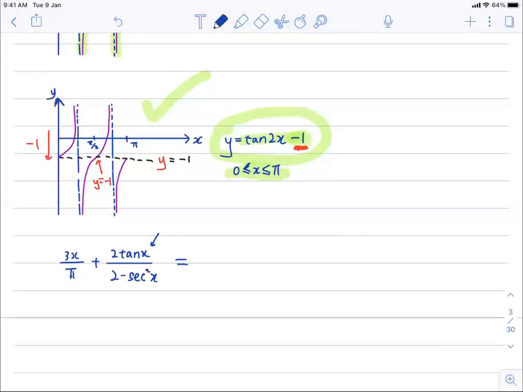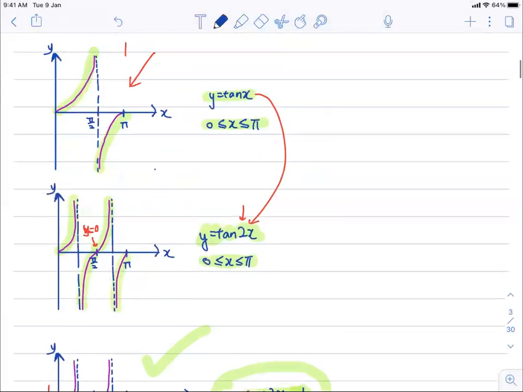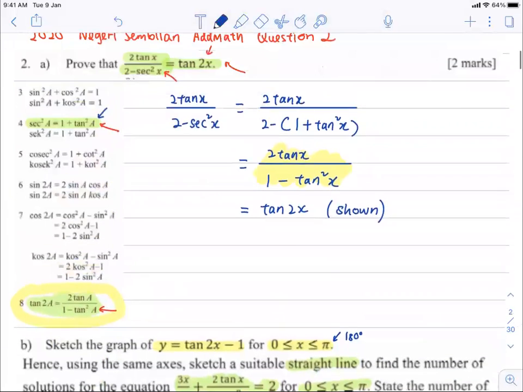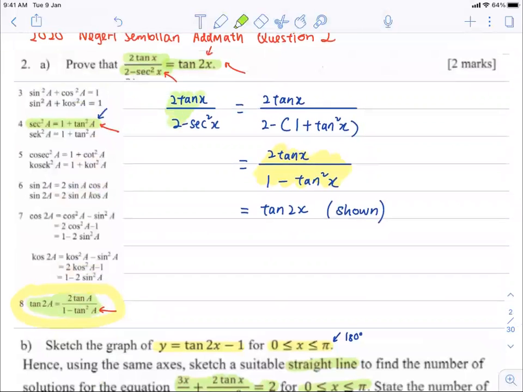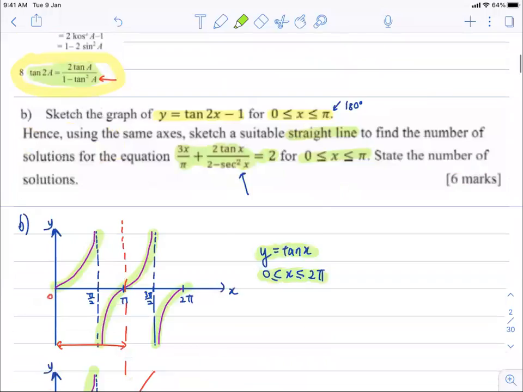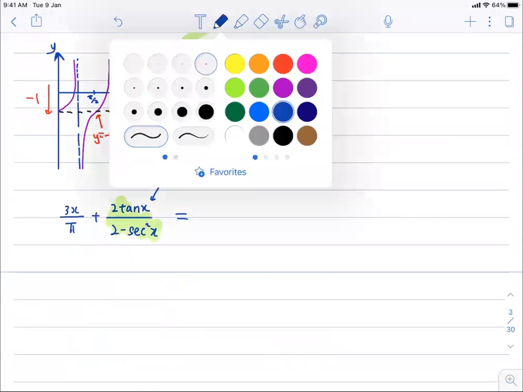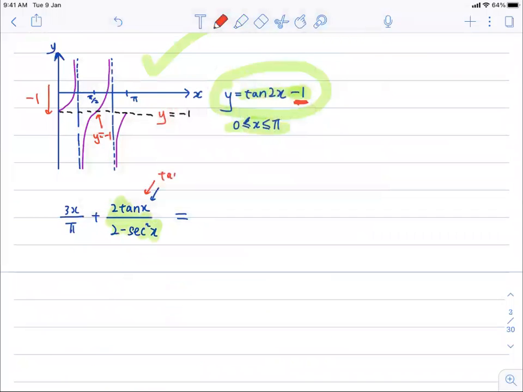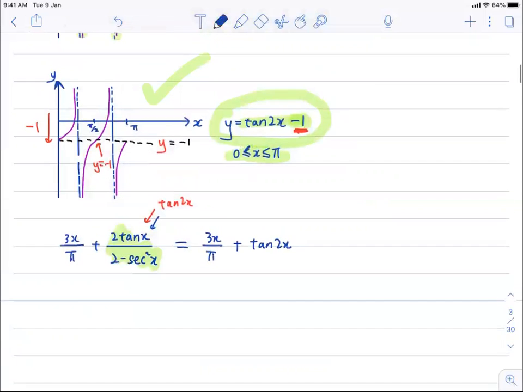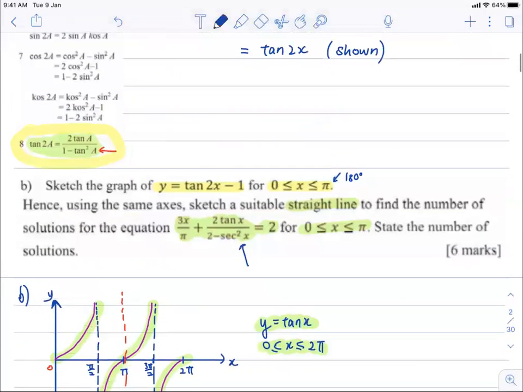So notice that this particular equation looks very familiar to what we have proven in the previous part. So let us go back. It's actually this, right? What we have over here, which means we have proven in the previous part that this is actually equal to tangent 2x. So we can write down 3x over pi plus tangent 2x is equal to 2.